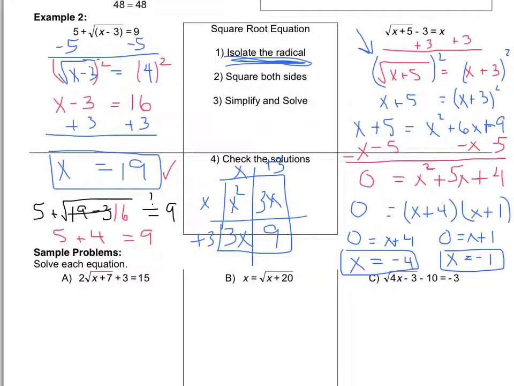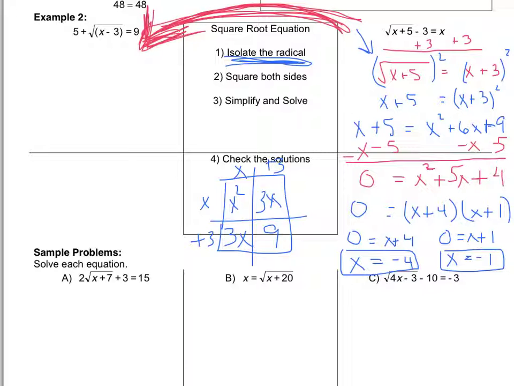So now we have to check to make sure the solutions work. So to check your solutions, here's what we're going to end up doing.